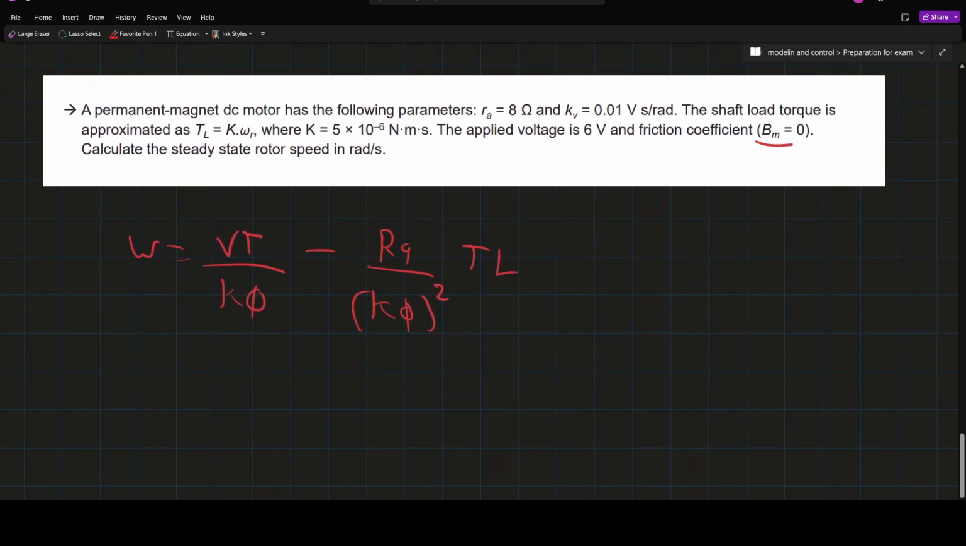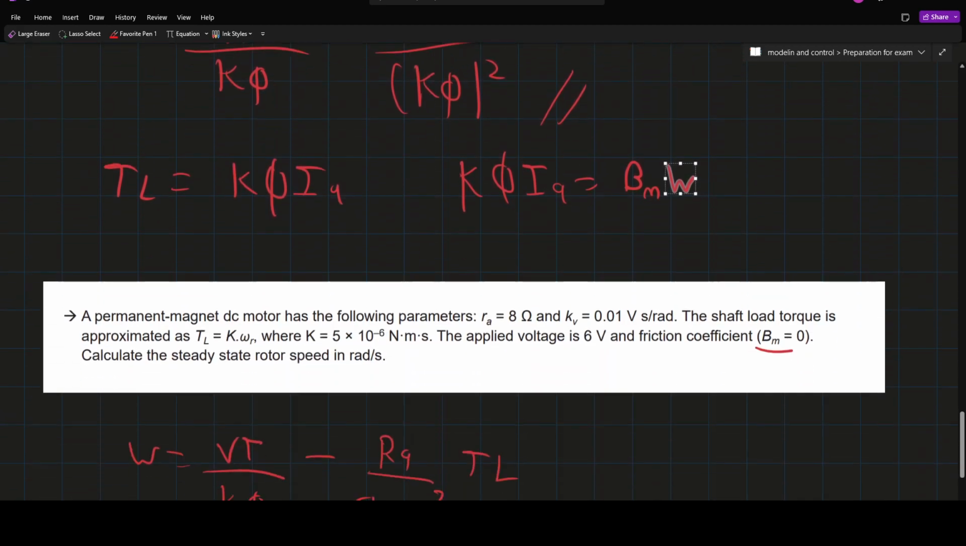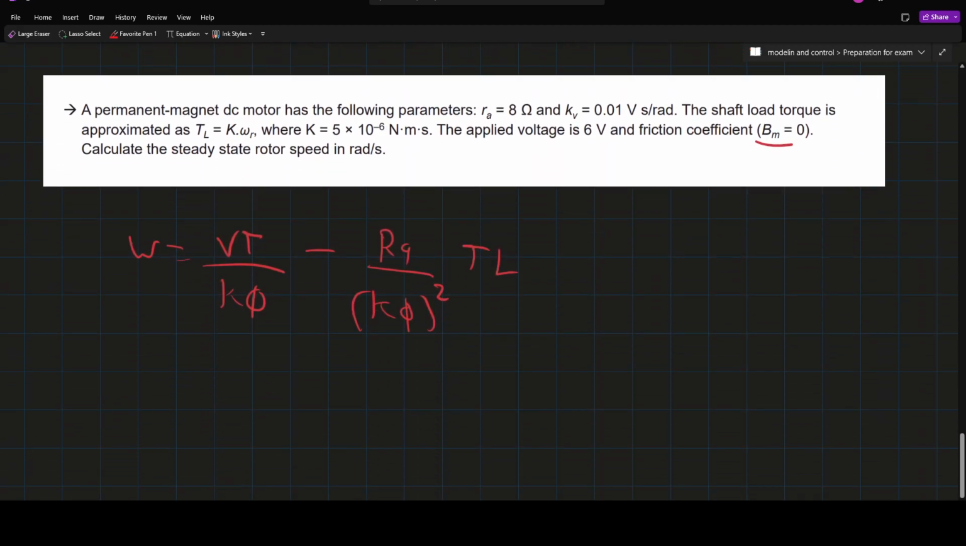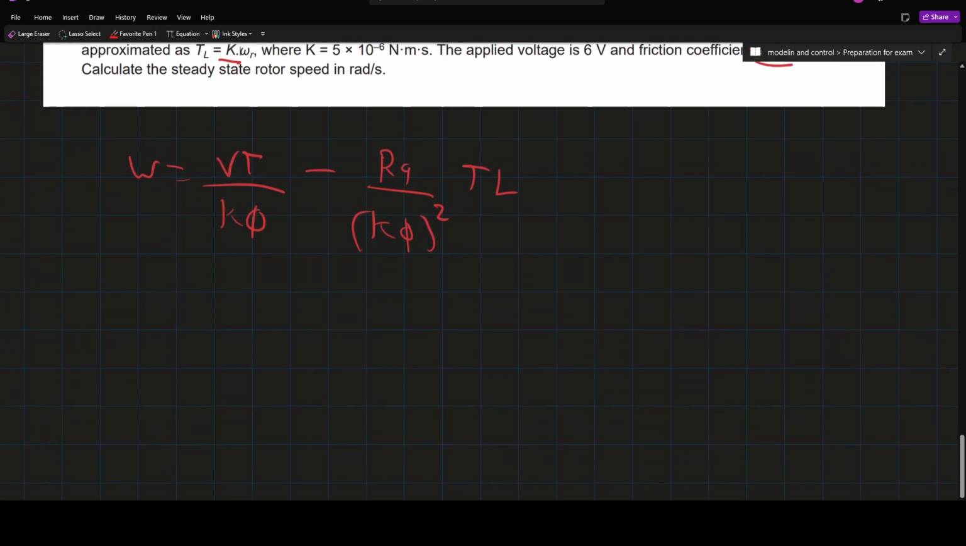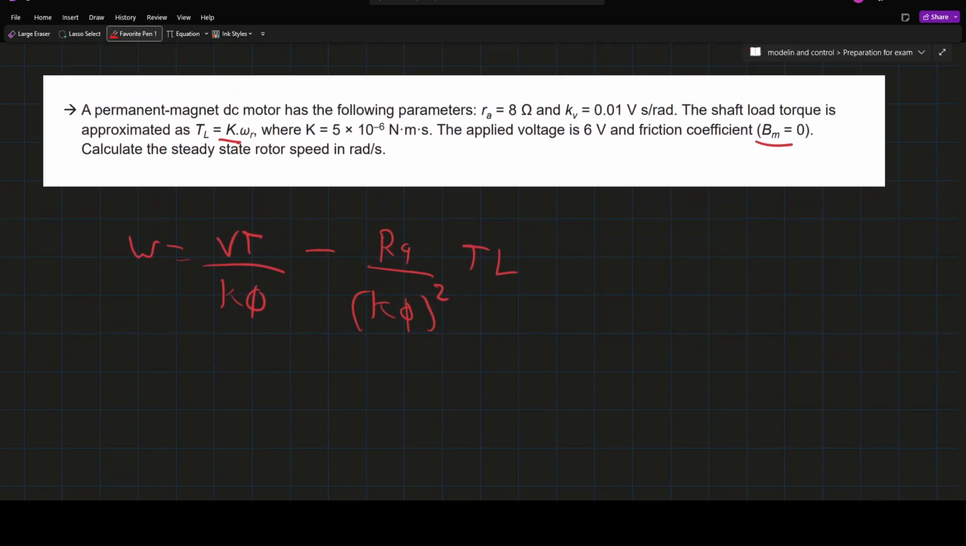So let's find our equation here. Okay, so they're not giving us the value of load torque, but they are giving us the constant value and the speed for this. Oh no, they are just saying that speed is omega r. So let's write whatever we have right now.